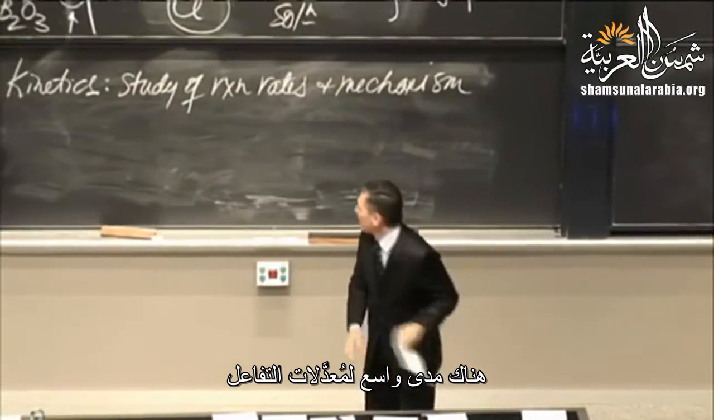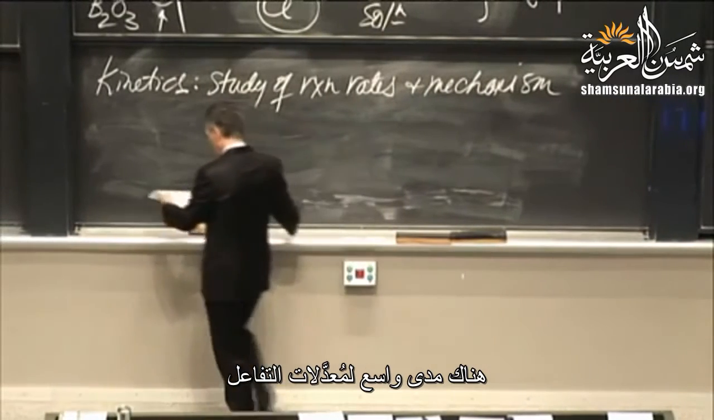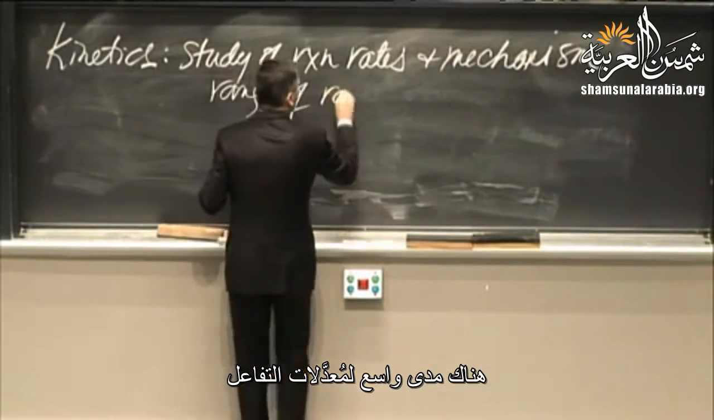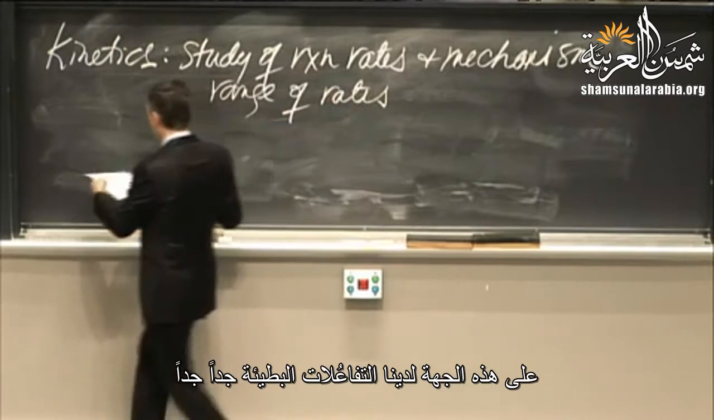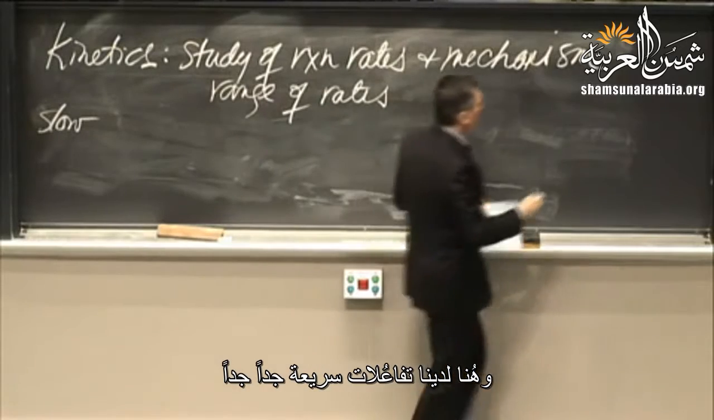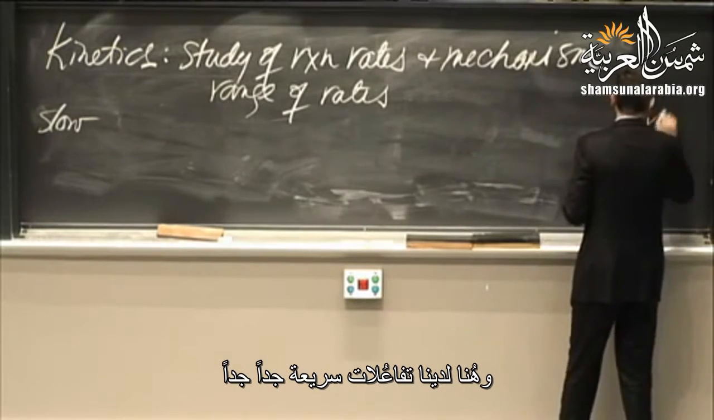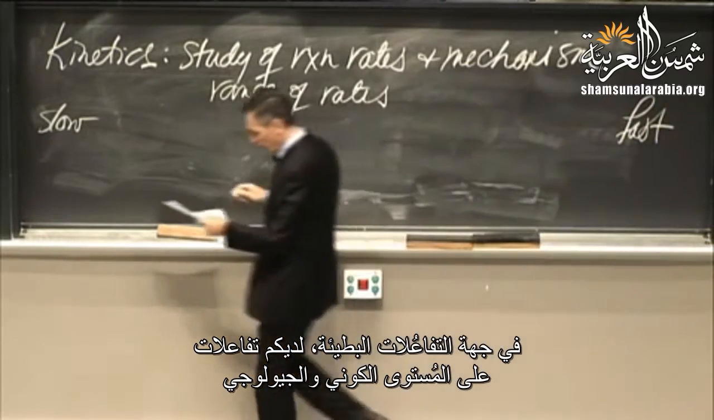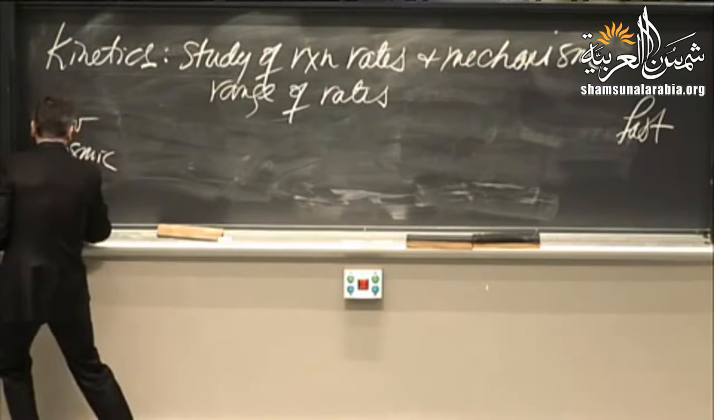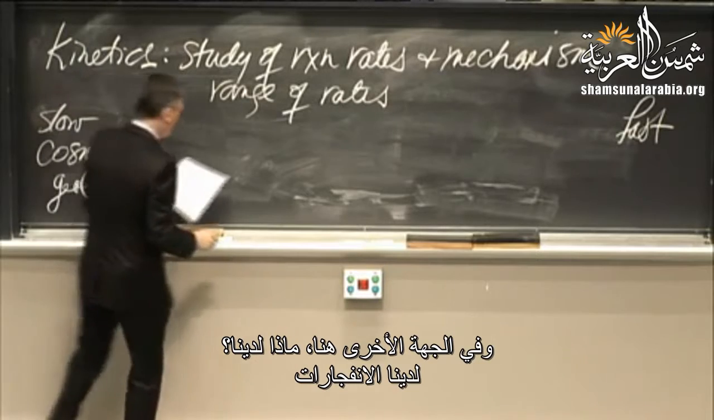And there's a huge range in reaction rates. At the one end, you have very, very slow. And way over here, you have very, very fast. On the slow end, you have stuff that's cosmic scale, geological. And then over here, what do we have?